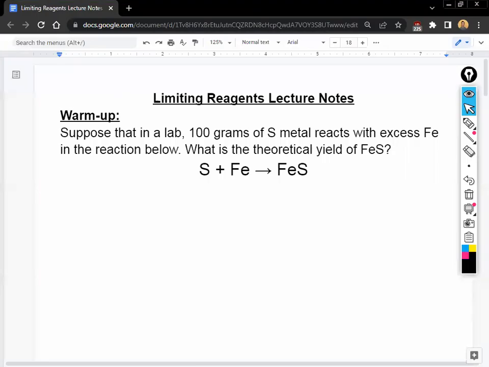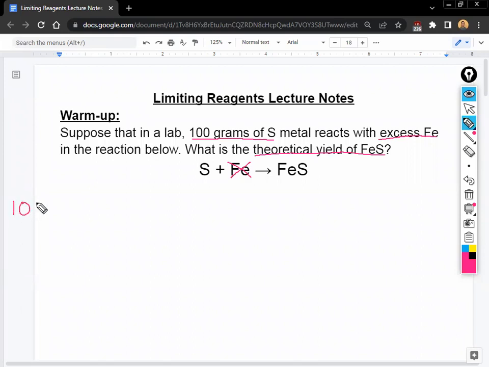Okay, so today we're talking about something called limiting reagents, and we'll get to what that is in just a second, but let's start with the stoichiometry. So our starting number is 100 grams of S, sulfur, and it's reacting with excess Fe, which means that we can ignore the Fe, and then we're looking for the theoretical yield of FeS. So that means that we're just going to do stoichiometry to figure out how much FeS that 100 grams of sulfur is going to make.